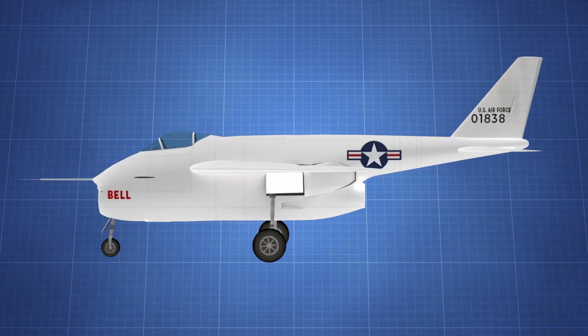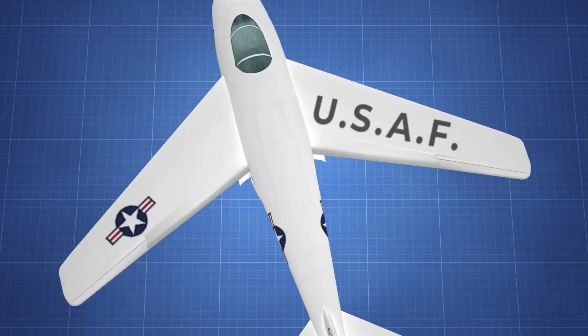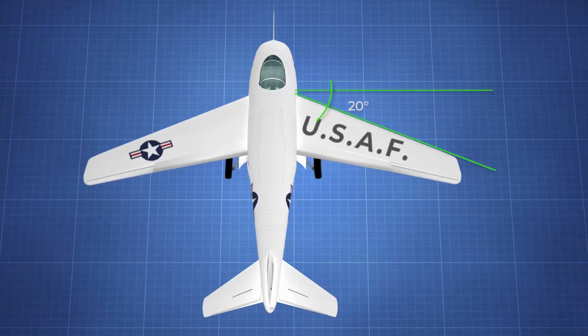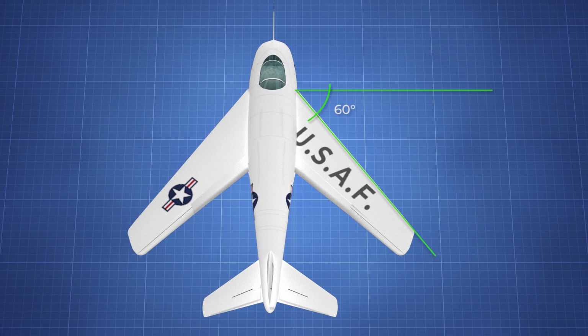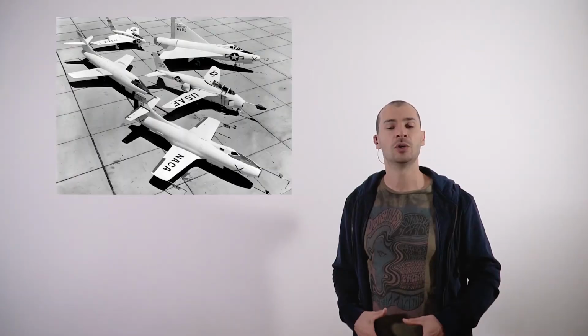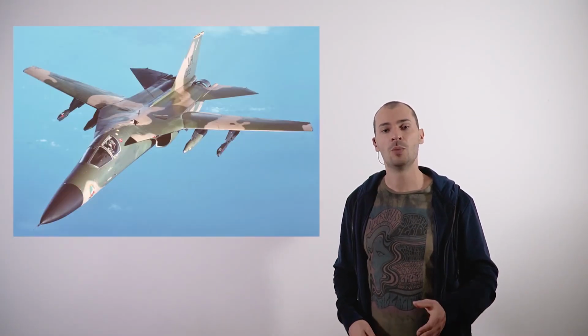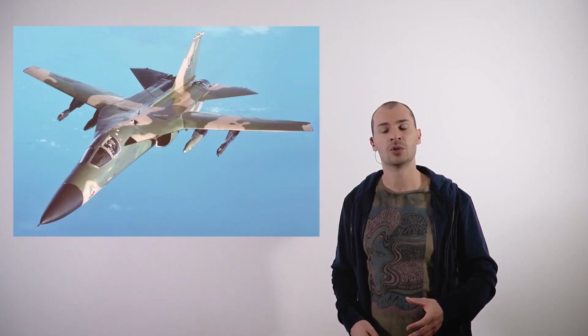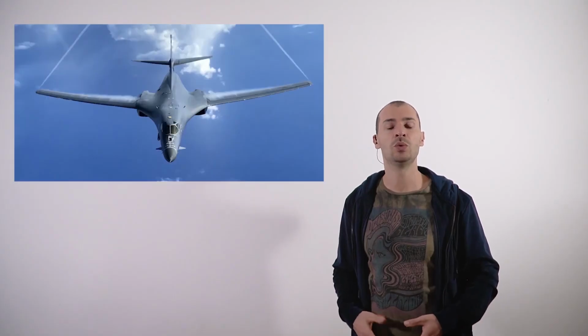The design was much more complex than the 101, with 3 wing position angles of 20, 30 and 60 degrees. They could indeed change in mid-flight, using an electric motor system that the pilot controlled from the cockpit. This technology was key for future designs of the Cold War era, such as the General Dynamics F-111 Aardvark, the Grumman F-14 Tomcat and the Rockwell B-1 Lancer.